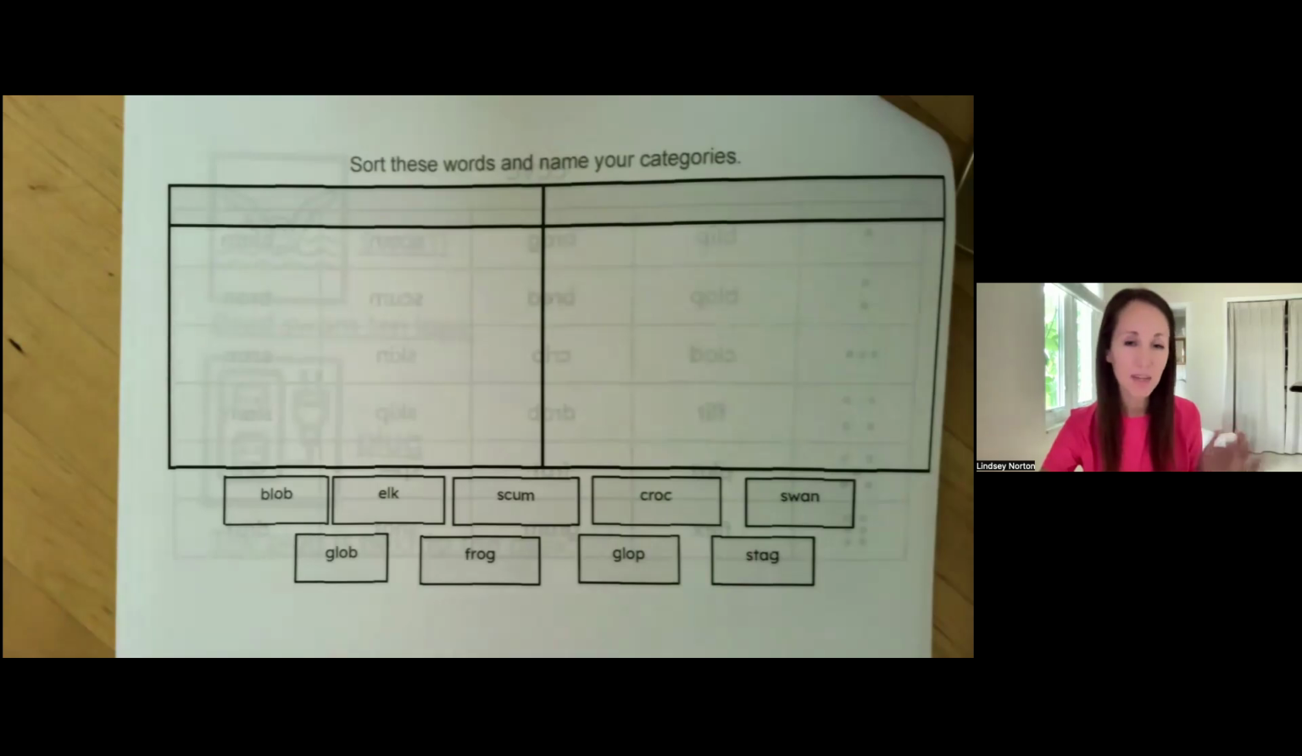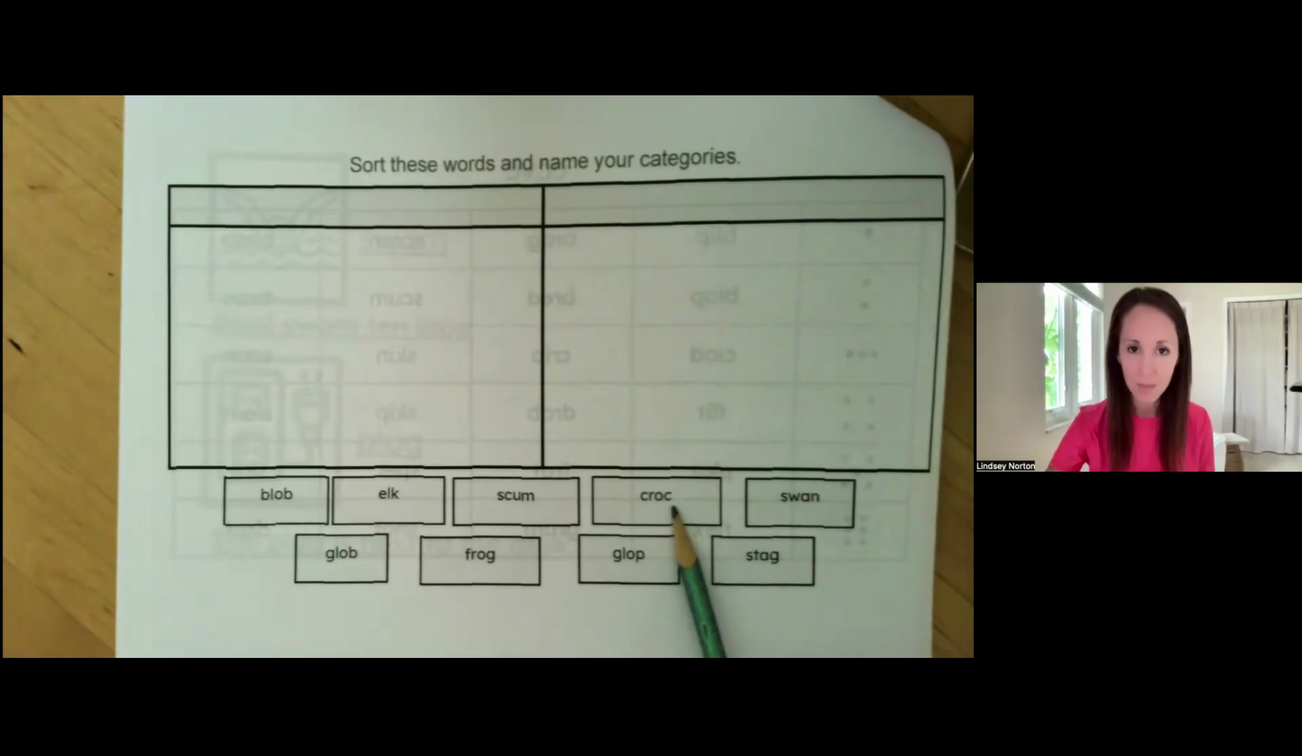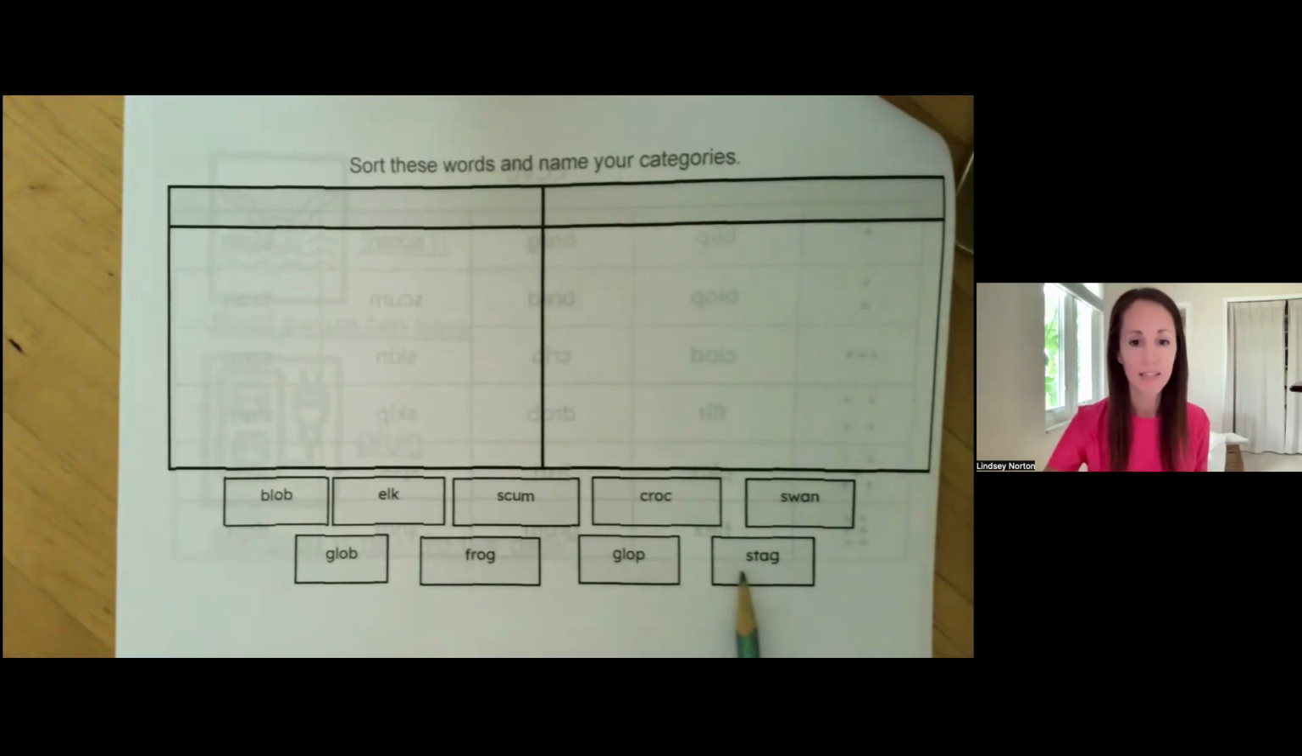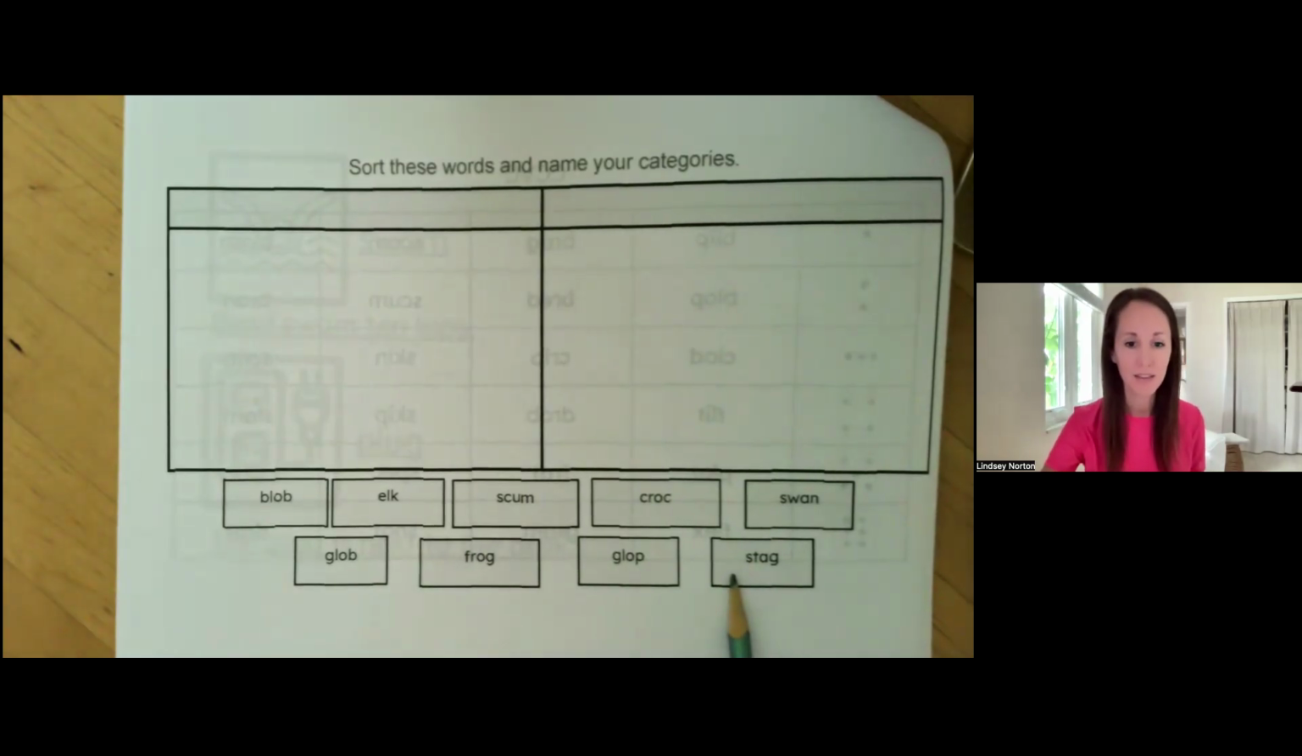I want to say "I think" because I don't want to give it away. I don't want to do the mental lifting for them. I want them to do it. So I would say, okay, so you said animals. Are there any other animals that could possibly be sorted together? And get them to say, okay, so elk, frog, and stag. So hopefully they're doing that on their own at this point.